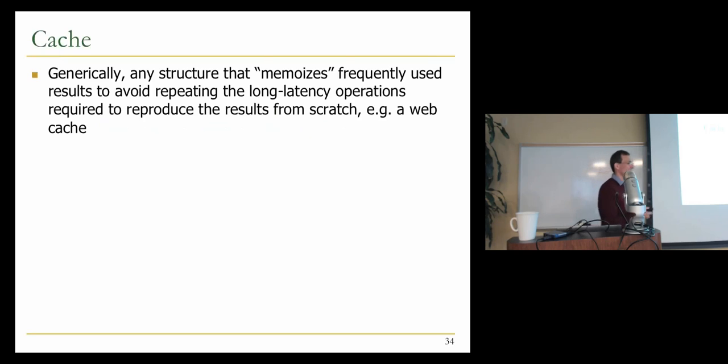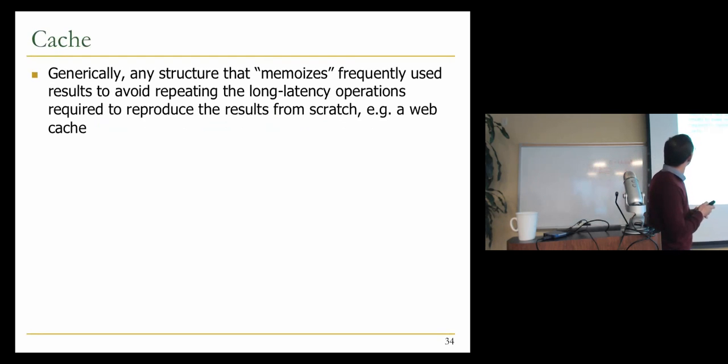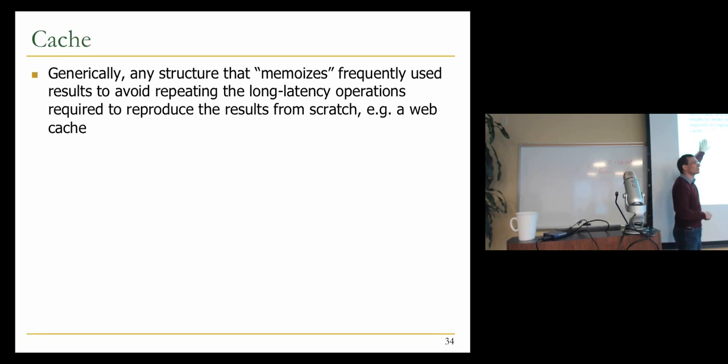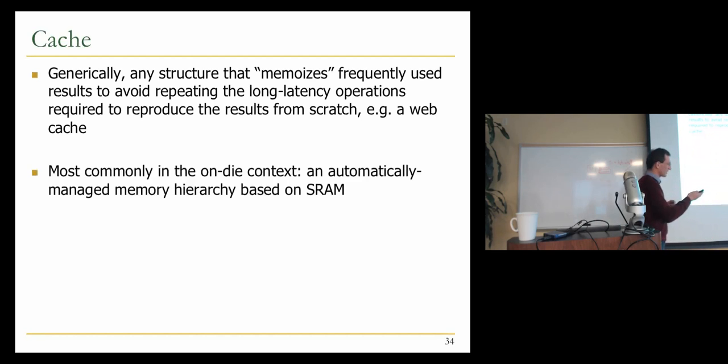Now we can delve into caches a little bit more. Basically, cache exists in many places. Generically, it's any structure that memoizes frequently or recently used results, such that you avoid repeating the long latency operations required to reproduce the results from scratch. So people have used caches in web, for example. Your browser does aggressive caching for the websites that you recently viewed. In fact, you sometimes want to clear that cache such that you can get the most up-to-date results, right? So it's an idea that's used in many places.